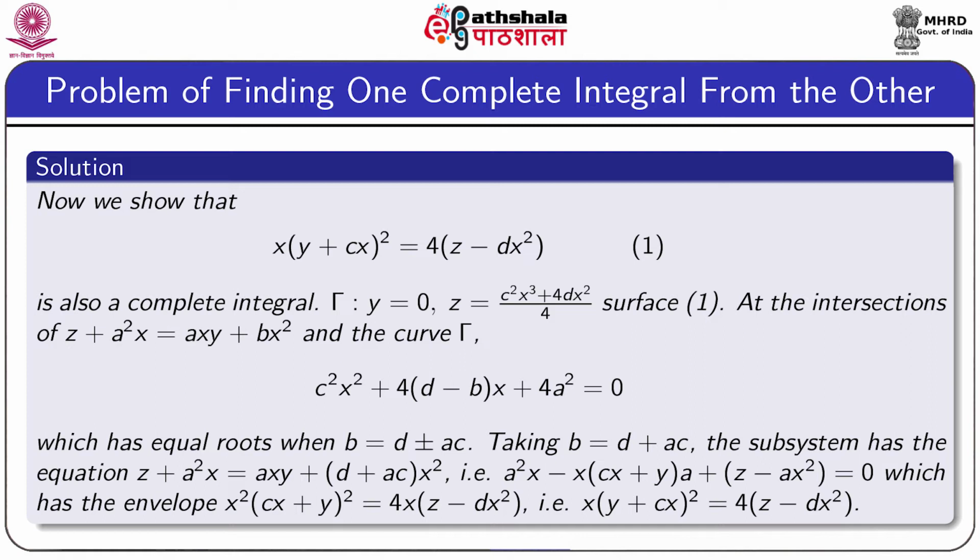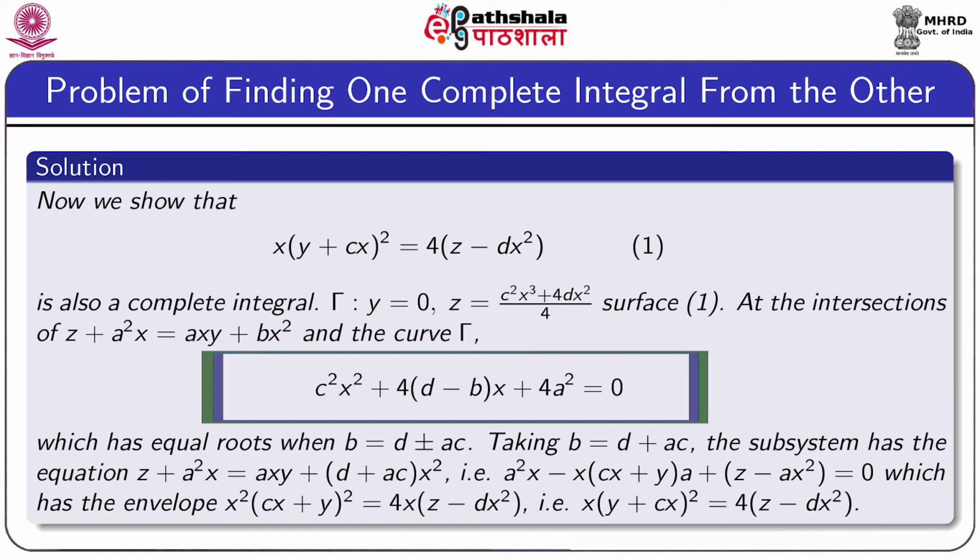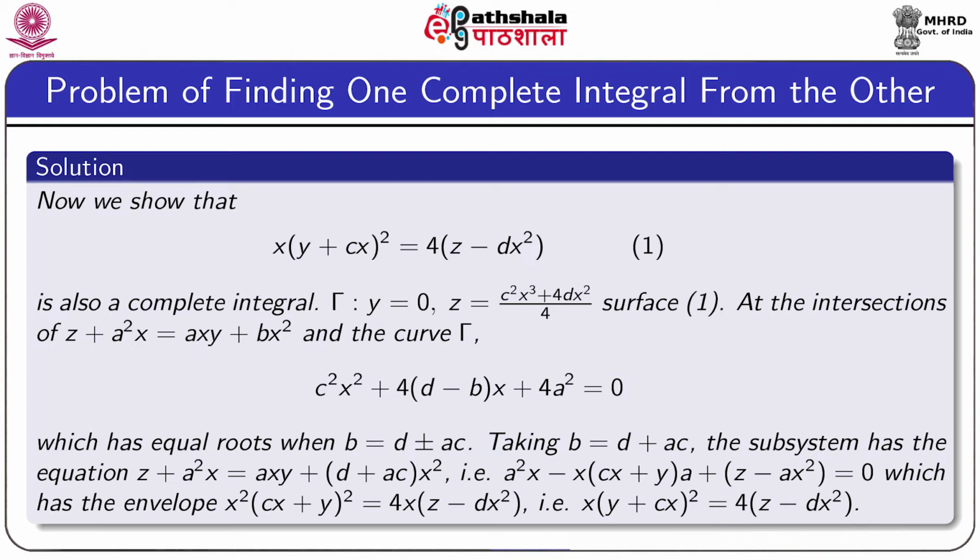Now at the intersection of the complete integral which we have obtained as a function of a and b and the curve gamma, we get c square x square plus 4 into (d minus bx plus 4) square equals to 0. And this is obtained by substituting the value of z from the equation of gamma into the equation (z plus a) square x equals to axy plus bx square.